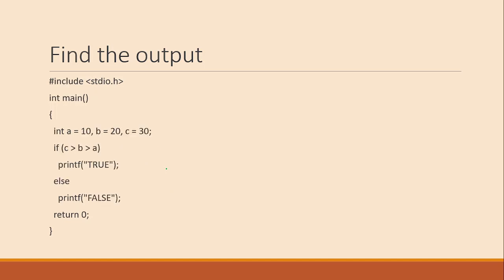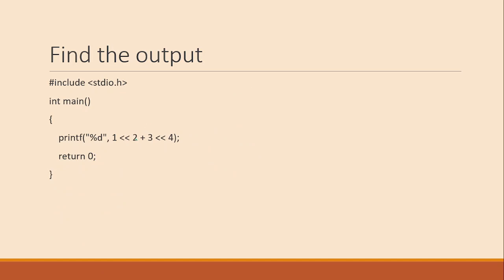Now we have multiple conditions. When more than one condition is here, it will be evaluated from left to right. First c greater than b, greater than a. c is 30, and 30 greater than b, which is 20, is true, so it will be evaluated to 1. Now 1 greater than a, which is 10. So the condition is false. 1 is never greater than 10. So you will get the answer false.